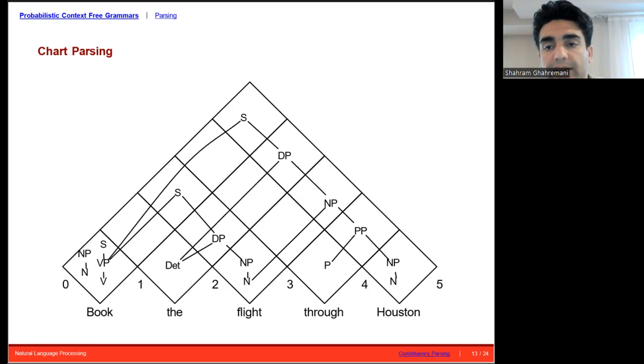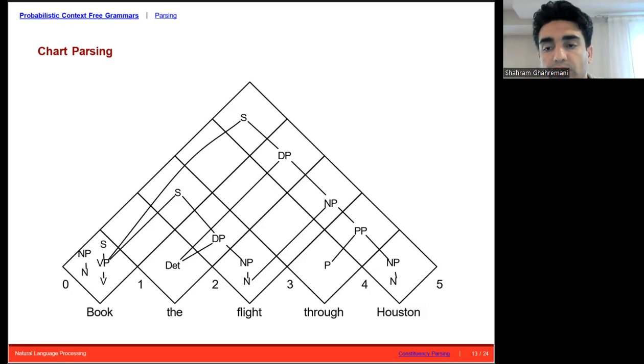At the very end, we are considering a subspan that is the entire length of the sentence, and there is only one derivation that explains the entire yield as a sentence. And this is book the flight through Houston, which considers book as a verb. And so we have now determined that we should not consider book as a noun in this context.